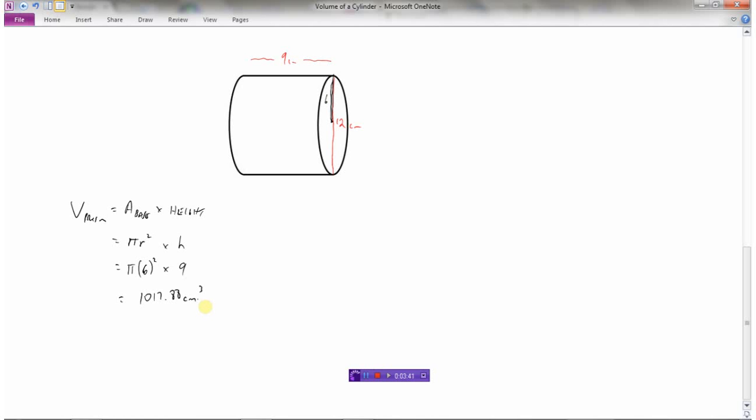So this is how we can find volumes of cylinders. They're just a special kind of prism. And so we do the area of the base, which in this case will always be a circle. And we do that by pi times the radius squared. And then we take that answer and multiply it by the height, and we'd have the volume, how much space the cylinder is occupying.